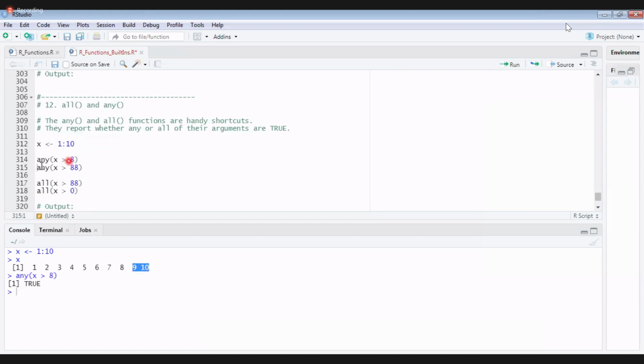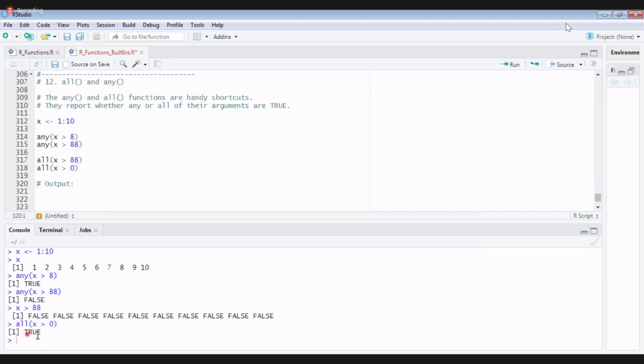That is any. Now I'm asking whether any value is greater than 88. It should return false, because there is no value greater than 88. Any means 1 or 2 or 3, like OR. All is like AND. Here I'm asking, are all my values greater than 88? It returns false. Now I'm asking whether all my values are greater than 0. Yes, it is showing true, all your values are greater than 0.